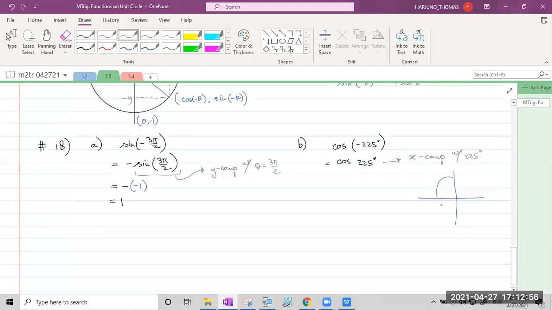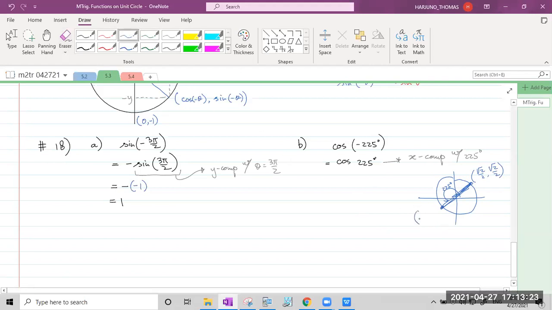So 225 degrees is here. You want to know what the coordinate is here, but this is the opposite of 45 degrees, right? The coordinate for 45 degrees is radical 2 over 2, comma, radical 2 over 2. So you need to imagine the picture. Now the opposite of that will be negative radical 2 over 2, negative radical 2 over 2. Now for cosine, you need the x component. The x component is negative radical 2 over 2.